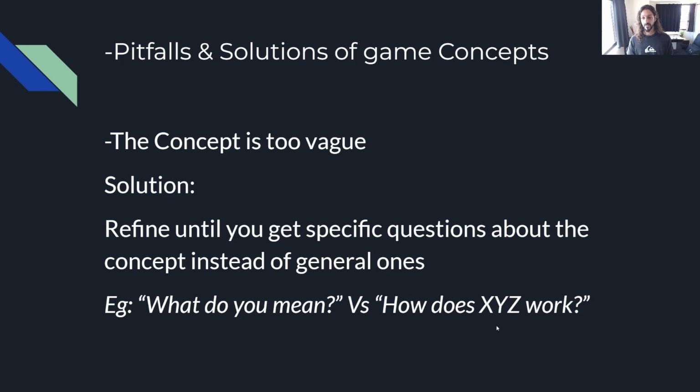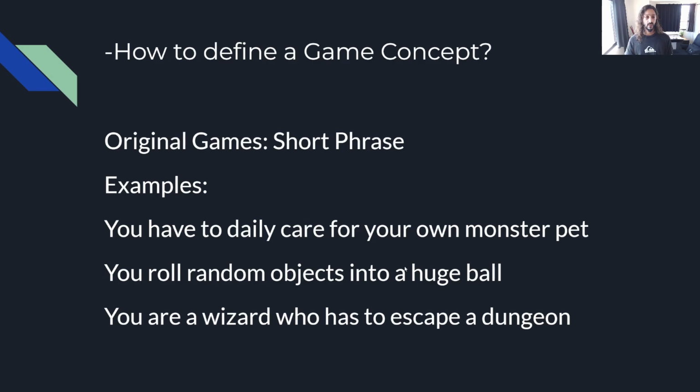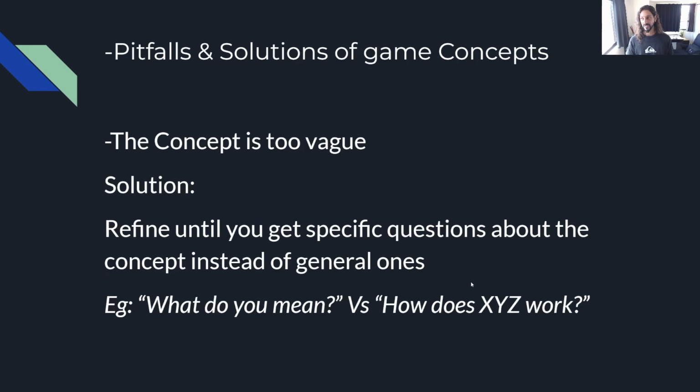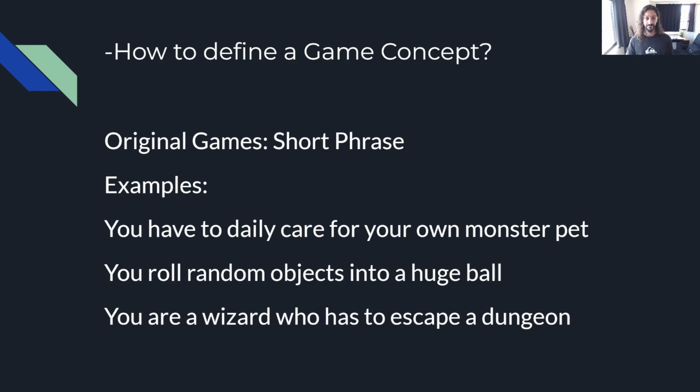So in the wizard example, you will get questions about the wizard or the dungeons and so on. If we say you roll random objects into a huge ball, then somebody might say, well, why do they stay together, or when do you stop, or can you roll the earth into a ball, or all these silly questions. But this is good because it's a silly game. It's supposed to be about this childlike fun. So all these questions are in the right direction.